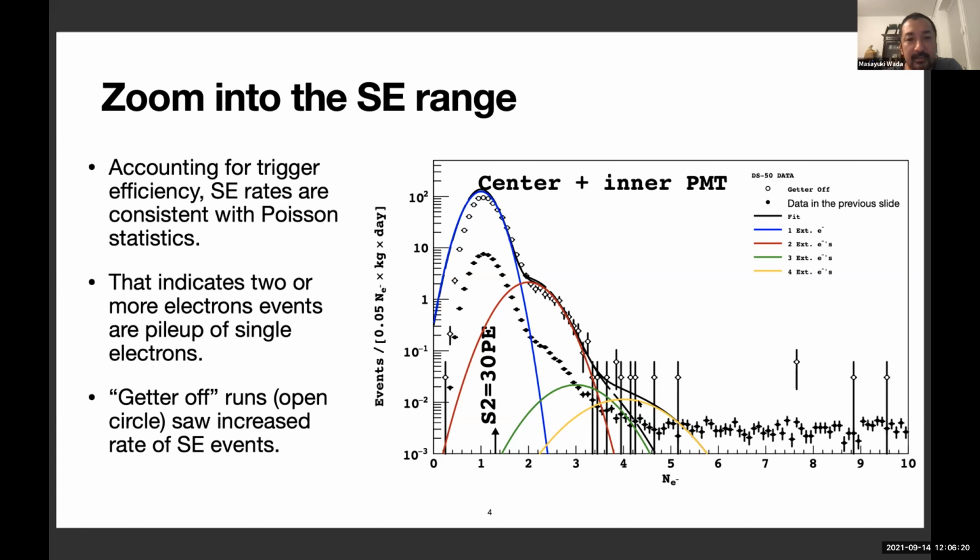So it indicates the single electron and double electron peaks are most likely a random coincidence of single electrons. We have the same indication from the pulse shape parameter for the two electron events, but I don't show you that here. So it seems like there are some single electrons popping up, and then they create this light.